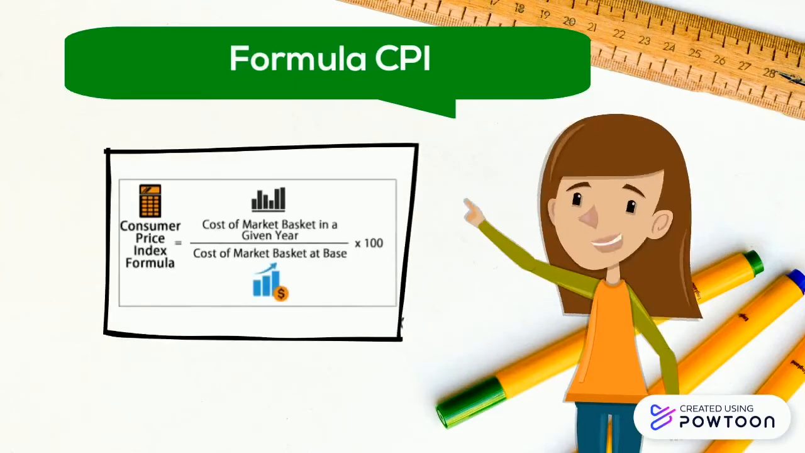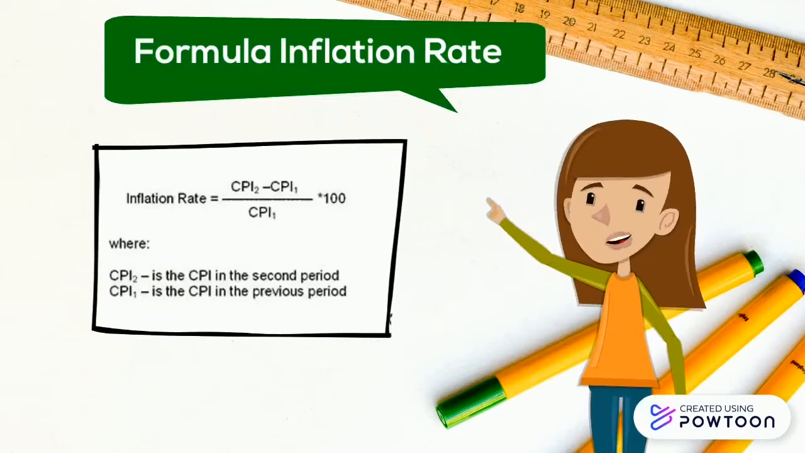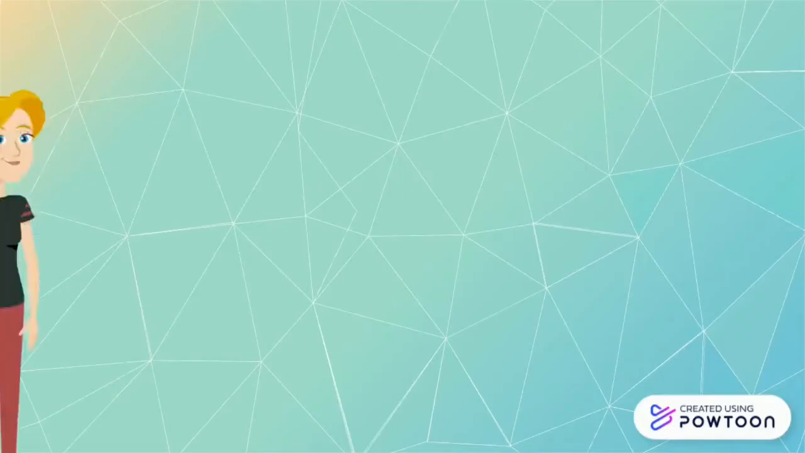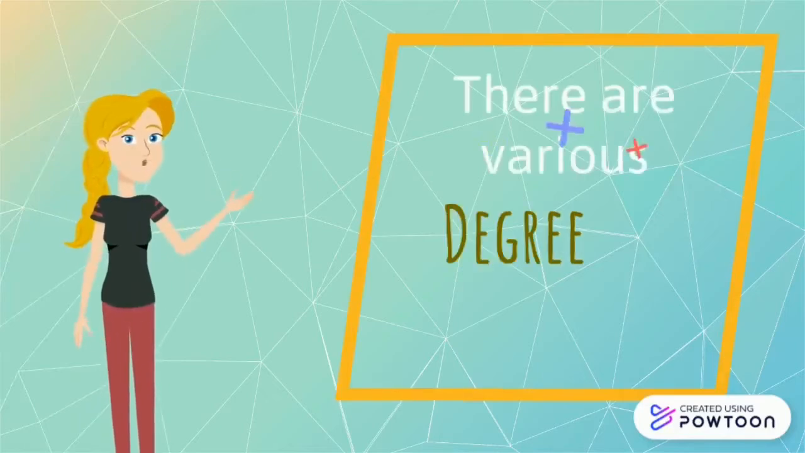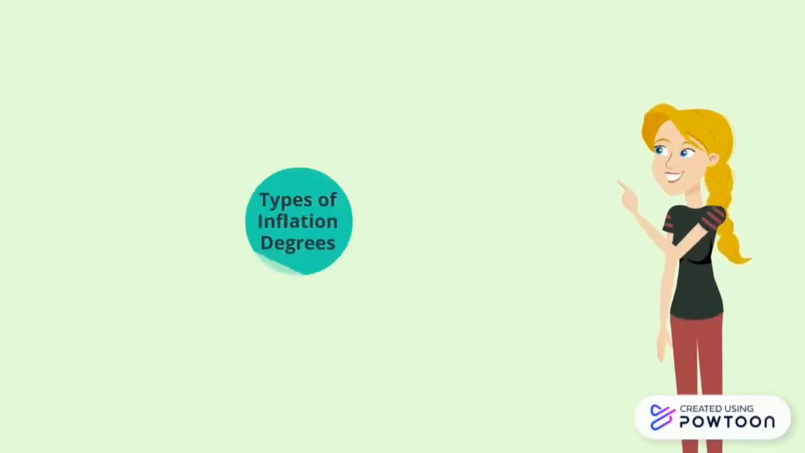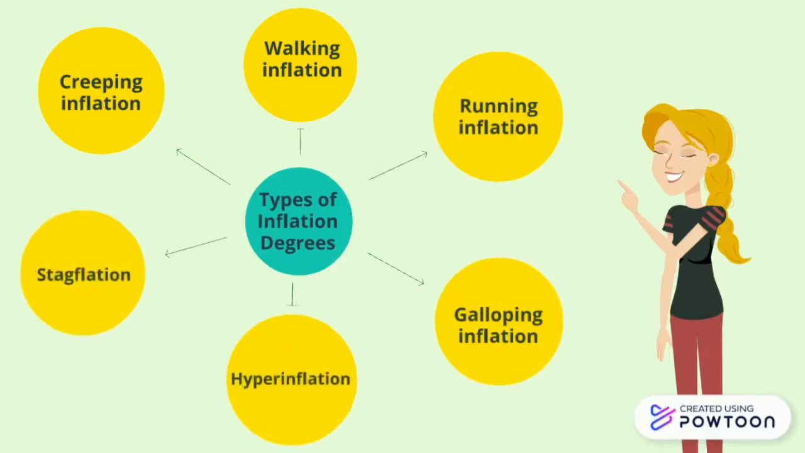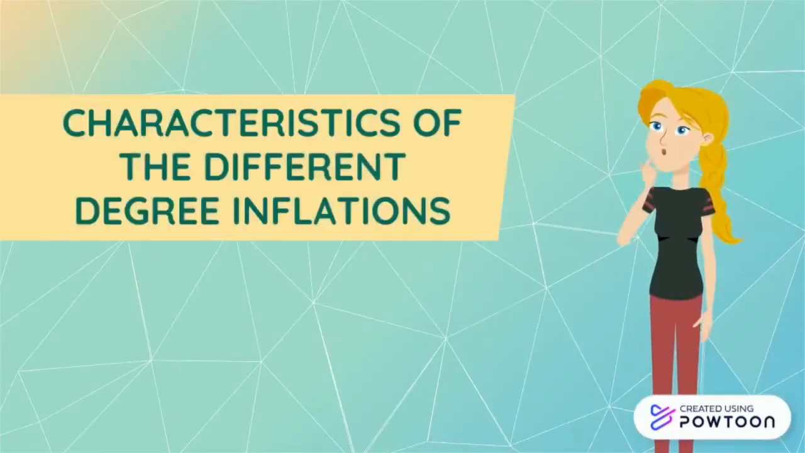Formula of Consumer Price Index. Formula of inflation rate. There are various degrees of inflation. There are 6 of them, which are creeping, walking, running, galloping, hyperinflation, and stagflation. What are the characteristics of these?